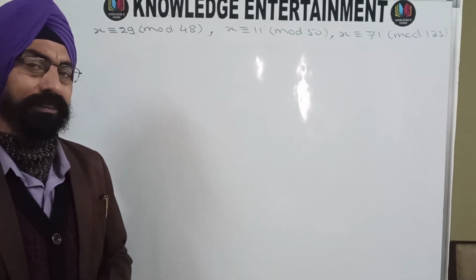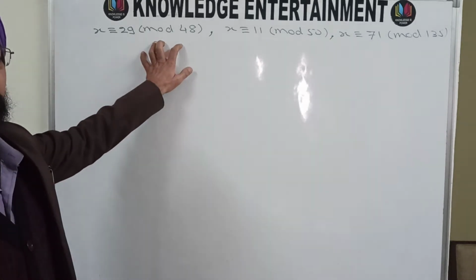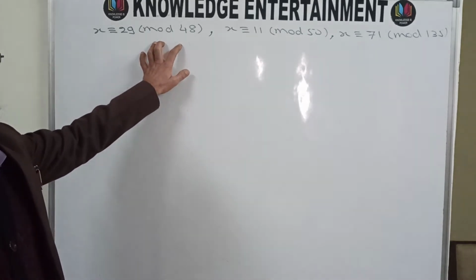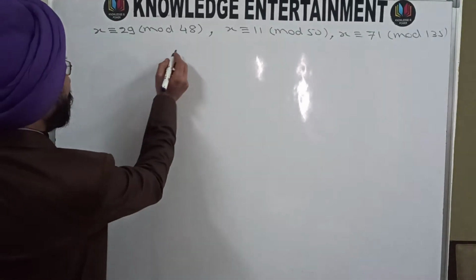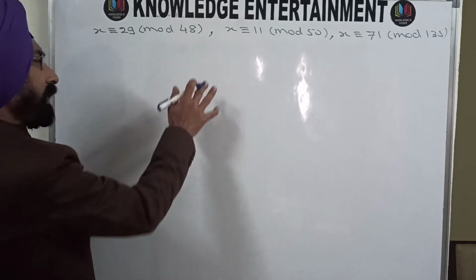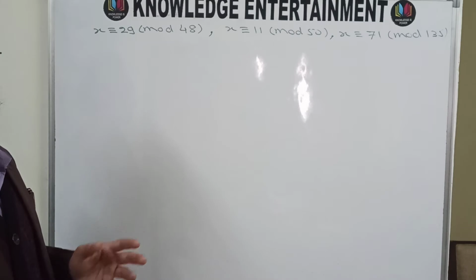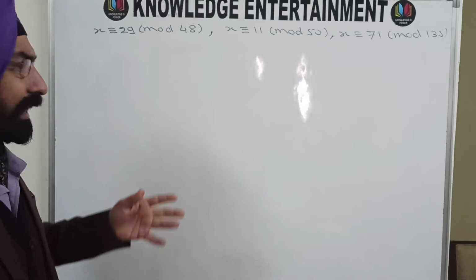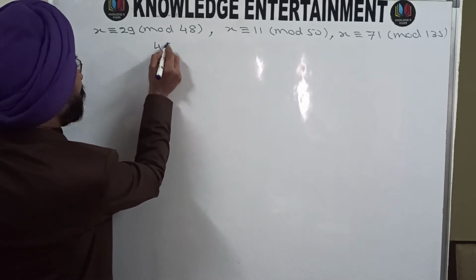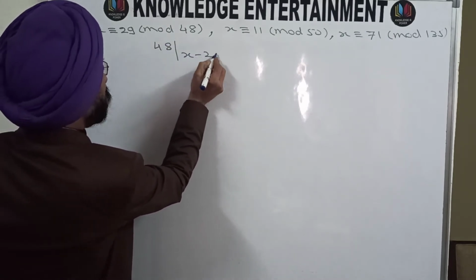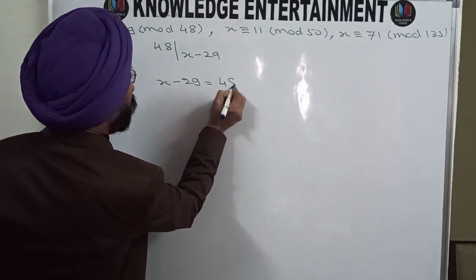Then how to solve it? So we will solve it one by one. You just start by taking the first congruence equation, and from here you can write this x as... in the first step I am telling you, in the subsequent steps I am not going to explain everything. So try to understand the first step here. It means 48 divides x minus 29. So that means x minus 29 is a multiple of 48.